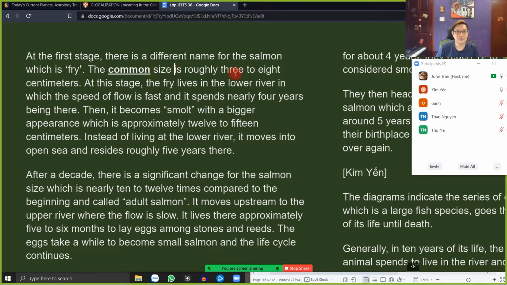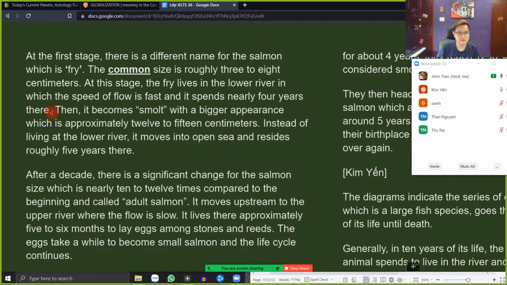It's common size of 3 to 8 centimeters. At this stage, the fry lives in the lower river, in which the speed of flow is fast and it spends nearly 4 years being there. Không có cần phải being there nữa, just there. You don't need being there, just there. 4 years there. Then, bước tiếp theo, then it becomes smolt with a bigger appearance, which is approximately 12 to 15.